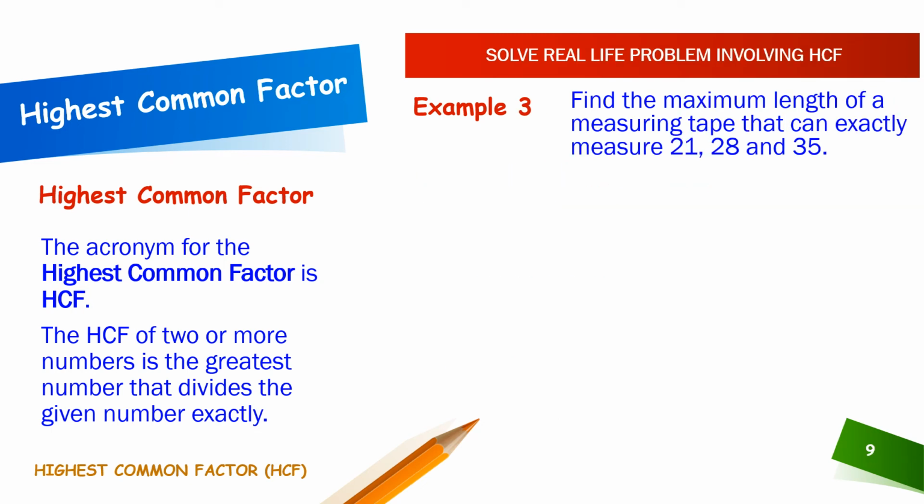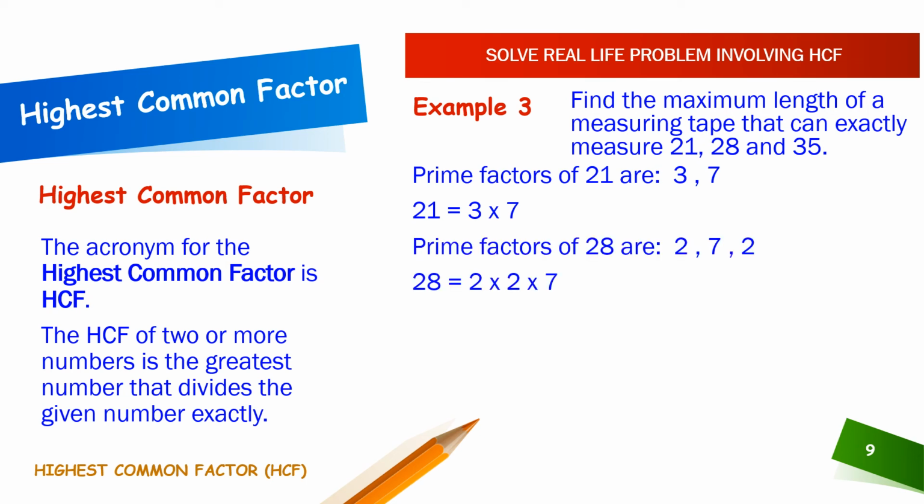We will now try to solve a real-life problem involving HCF. Find the maximum length of a measuring tape that can exactly measure 21, 28 and 35. So let's take a look at this. The prime factors of 21 are 3 and 7, since 21 equals 3 times 7. Similarly, the prime factors of 28 are 2, 2 and 7, since 28 equals 2 times 2 times 7. And the prime factors of 35 are 5 and 7, since 35 equals 5 times 7.